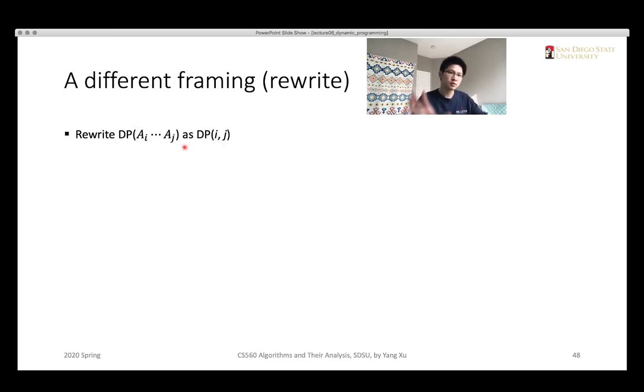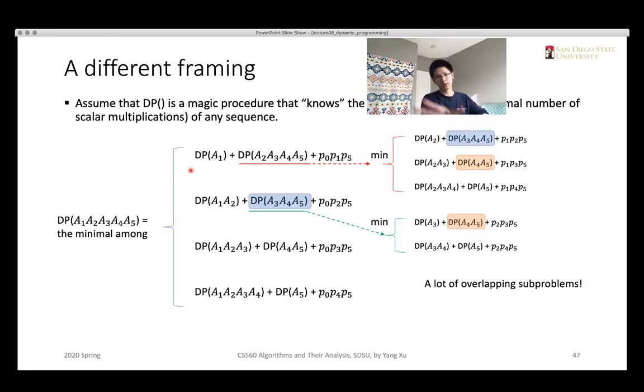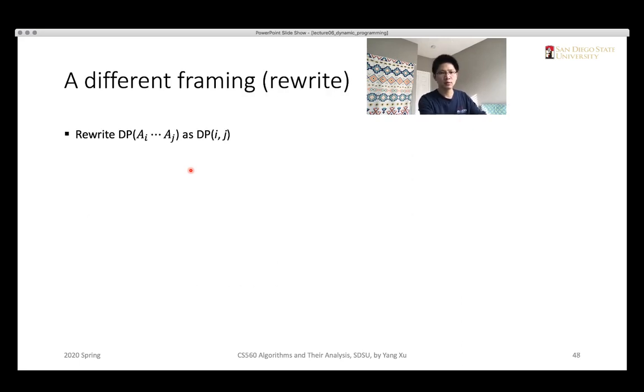Using this simpler notation, I'm going to rewrite all the equations that I have shown here. I'm going to rewrite all the optimal substructure here into a much simpler form. So say eventually we want to know dp on 1 and 5, which means the chain from A1 to A5.